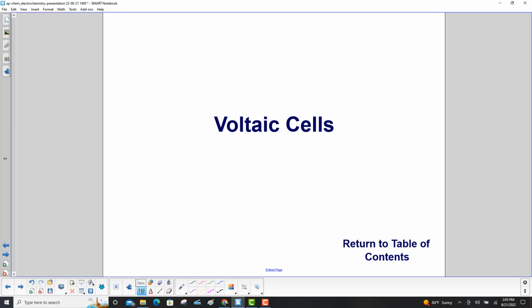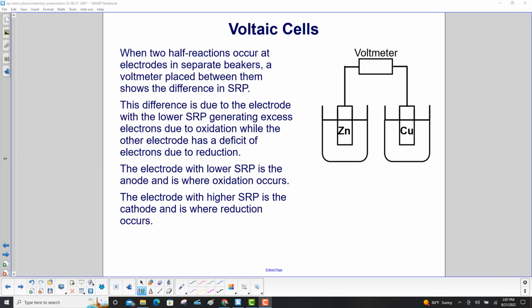Voltaic cells. When two half reactions occur at electrodes in separate beakers, a voltmeter placed between them shows a difference in SRP. The difference is due to the electrode with the lower SRP generating excess electrons due to oxidation, while the other electrode has a deficit of electrons due to reduction. The electrode with lower SRP is the anode, and that's where the oxidation occurs. The electrode with the higher SRP is the cathode, and that is where reduction occurs.